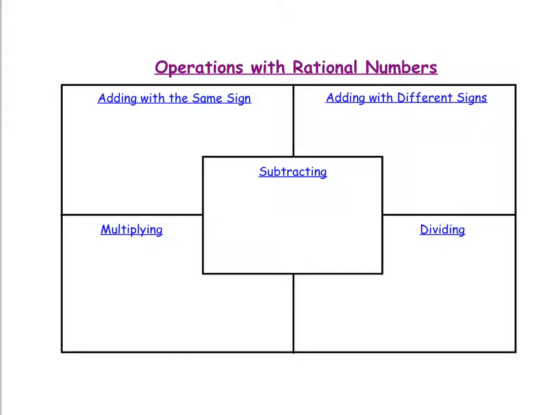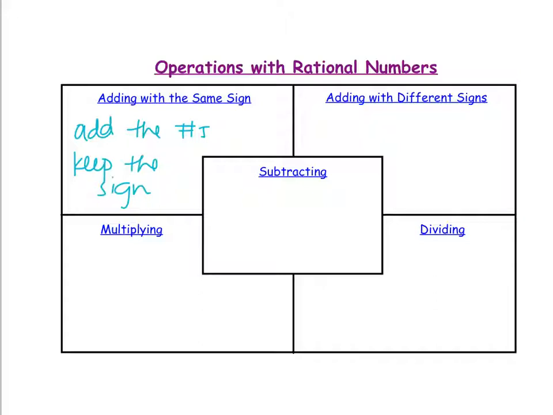To start today's lesson, we are going to review everything we've learned so far, because when we're working with rational numbers in today's lessons, decimals and fractions, we just use everything we've already learned, but now the numbers are slightly different. So starting with adding with the same sign, remember that we add the numbers and keep the sign. So if we have two positives, it's a positive answer. If we have two negatives, it's a negative answer.